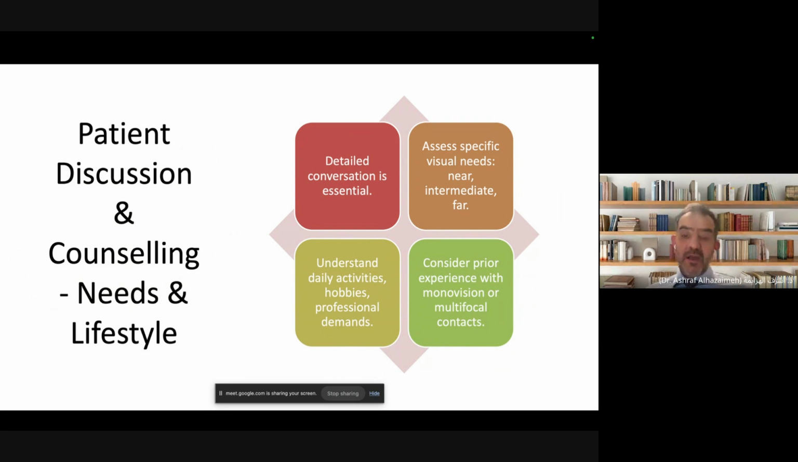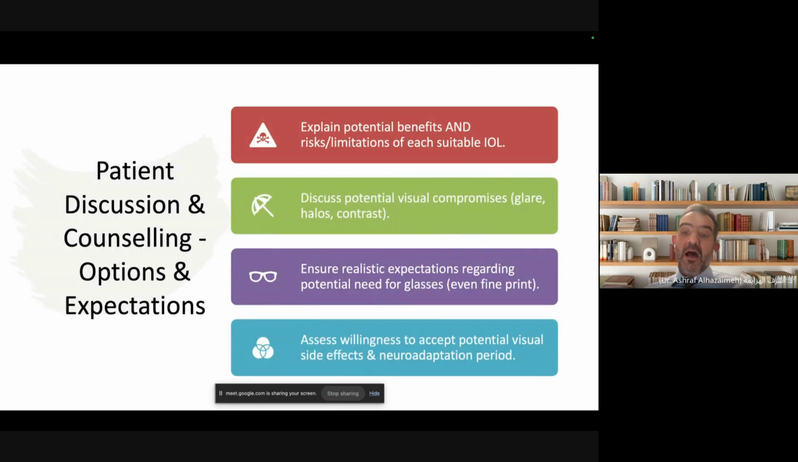Going back to the patient's wants and needs, it is very important to address them to reach the right outcome for the patient, because patients who need to do very neat near work will have a different choice from patients who are interested more in intermediate vision or in far vision. Always discuss, listen to the patients, explain to the patients.